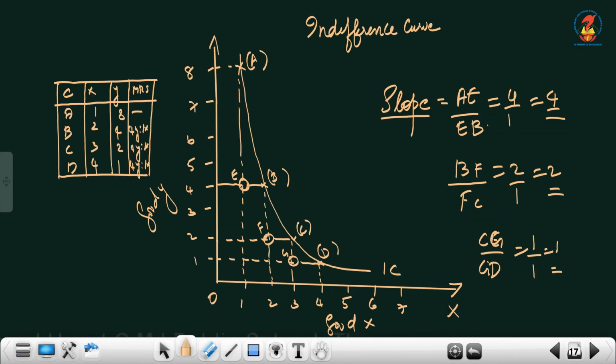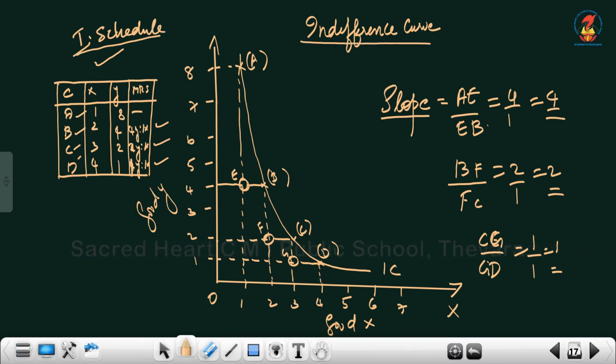Delta y by delta x. Now, the table which I have given before is the one which I have repeated here. Combinations are A, B, C, D. MRS is 4y is to 1x, 2y is to 1x, and 1y is to 1x. Based on that schedule, this is the indifference schedule. Based on this schedule, I have drawn the indifference curve.